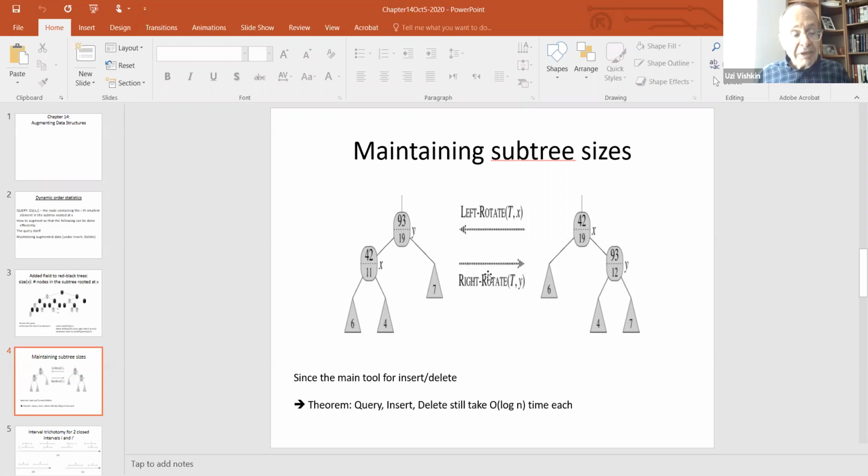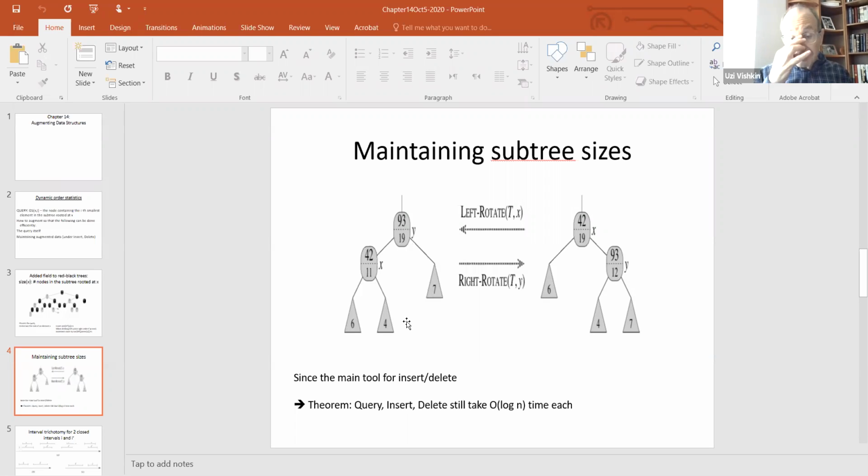So can I maintain it? The answer is I can, quite trivially, because think about it. And it's enough to go from here to here just to show the point. So suppose that these are the correct size values, where Y is the parent of X. Y has a total of 19 nodes. X has 11, which means that the right child of Y has 7. It somehow splits into 6 and 4. Okay.